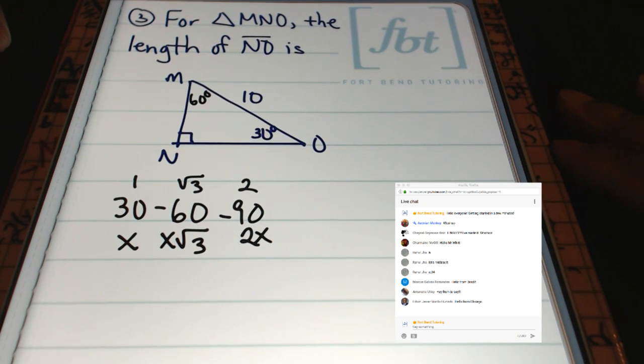All right, so you can use this as a reference when you're dealing with the special right triangles, the 30, 60, 90 right triangles. There we got Antoinette from Jersey. Edwin is coming in from Chicago. How's it going there, Edwin? Good to see you guys.